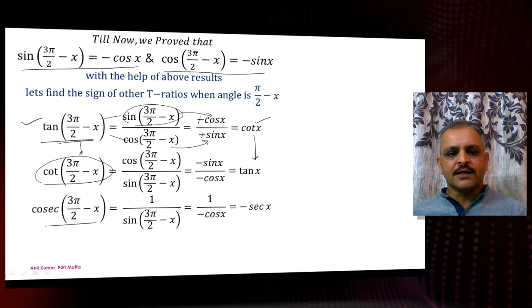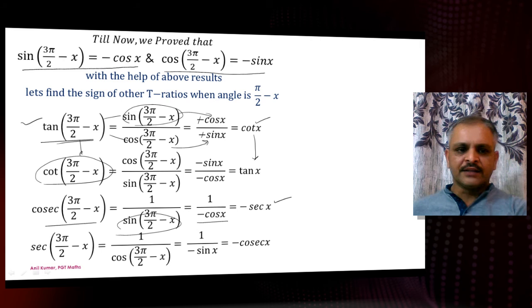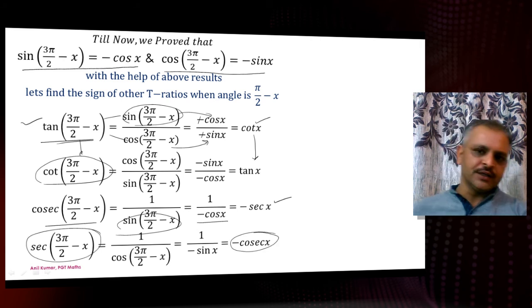Cosecant 3 pi by 2 minus x. Cosecant is the reciprocal, 1 by sin 3 pi by 2 minus x, and sin 3 pi by 2 minus x is minus cos x. So it will become minus secant x. And similarly secant 3 pi by 2 minus x will become minus cosecant x.